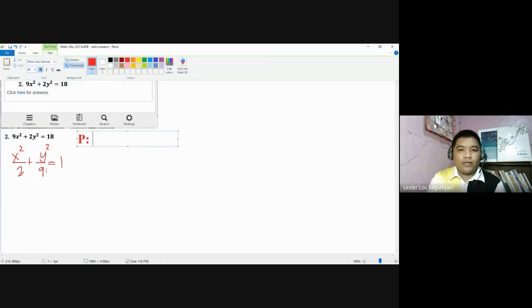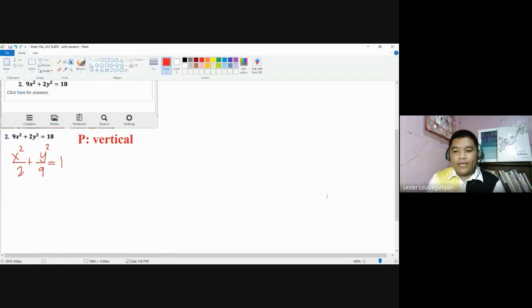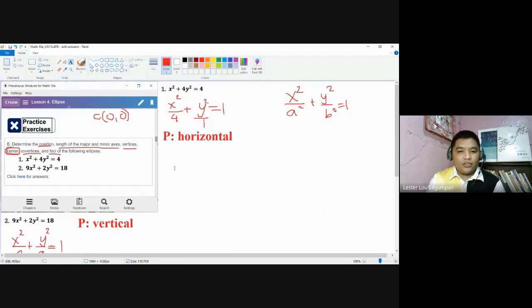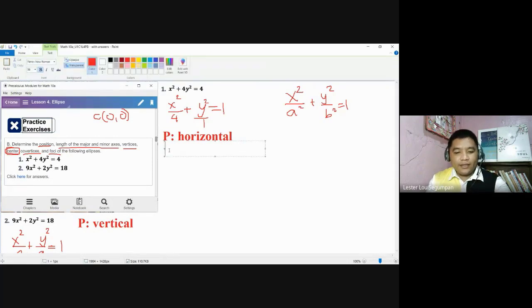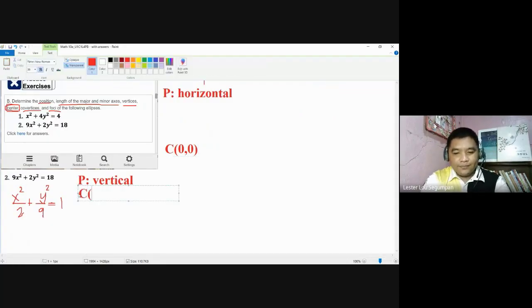So this is now our a squared. And since a squared is now the denominator of the expression y squared, the position now here is a vertical ellipse, meaning it is now stretching vertically. So we are done with the positions. And then again, the center is at 0, 0, since again they follow this standard form here.